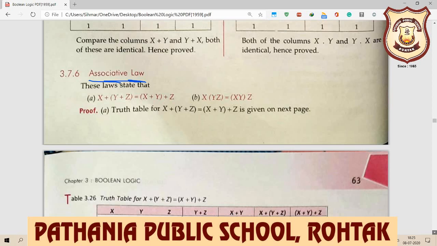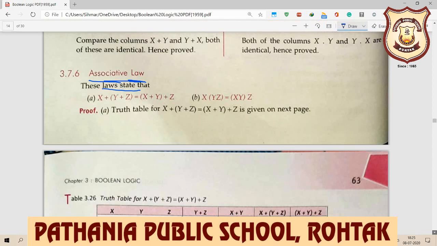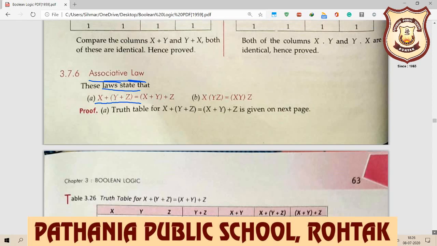In associative law, these laws state that x plus bracket start y plus z is equal to x plus y plus z. So let's do how to prove it. Compare x plus (y plus z) and (x plus y) plus z. Both of these are identical or not identical. So let's prove it. Start.